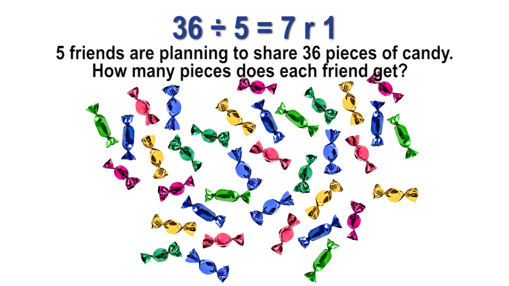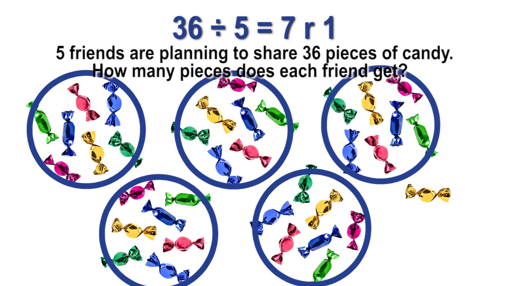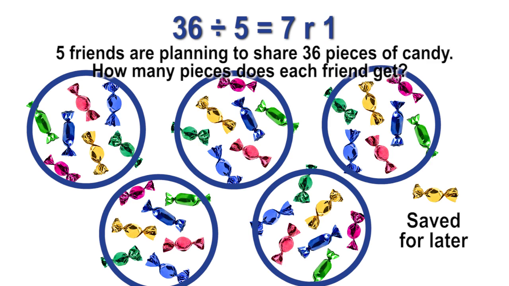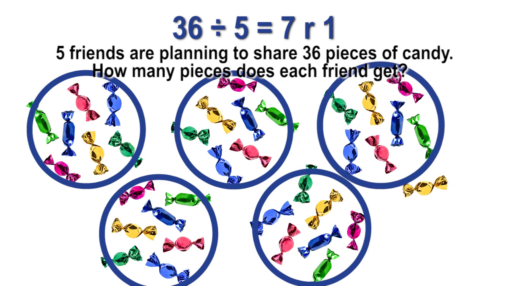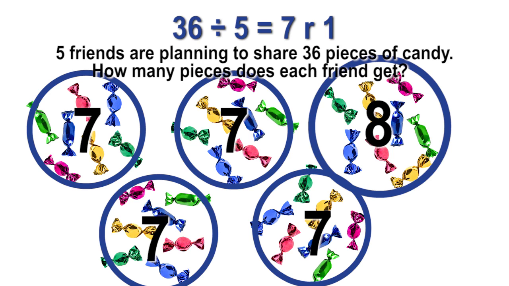5 friends are planning to share 36 pieces of candy. How many pieces does each friend get? The remaining piece of candy would in most cases be a leftover. Several things could happen to the leftover. It could be saved for another time, in which case each friend would get 7 pieces of candy. The leftover could force one group to be larger than others. Friends may play a game of rock, paper, scissors to determine another way to decide who got the remaining piece, in which case 4 friends would get 7 pieces of candy, and 1 friend would get 8.